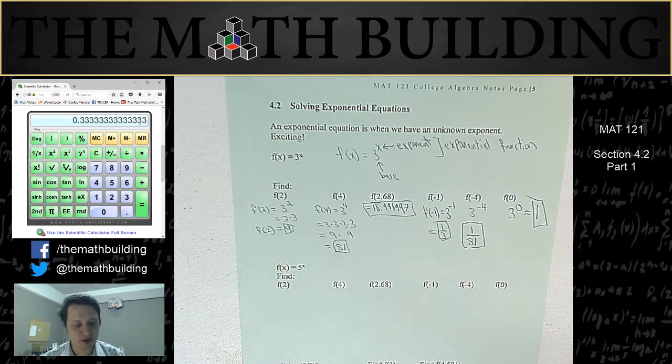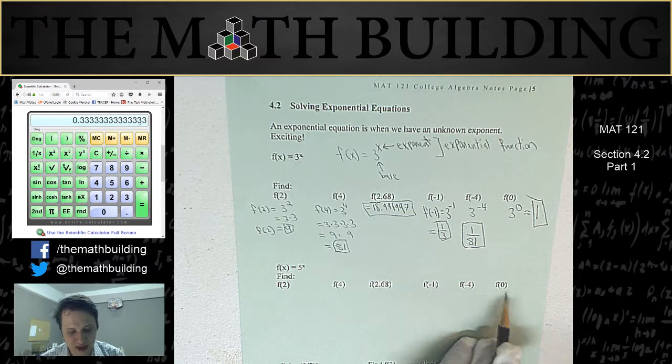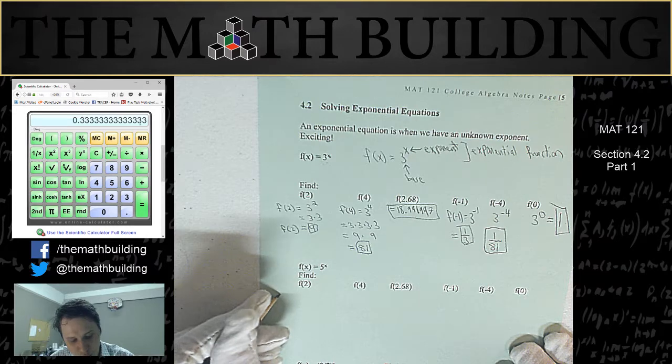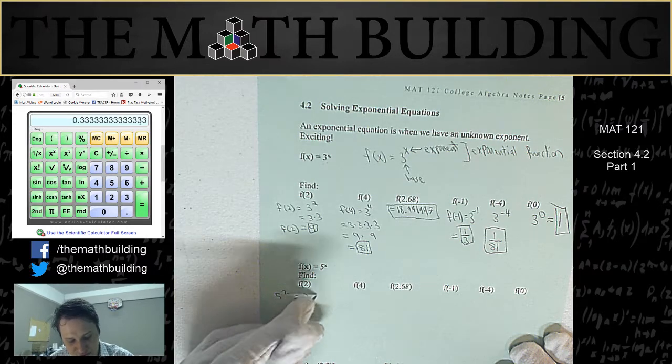All right, here we go. Hopefully you paused the video and you found all of these numbers for 5 to the x. So let's go through it really quickly. f of 2 would be 5 squared, which equals 25.